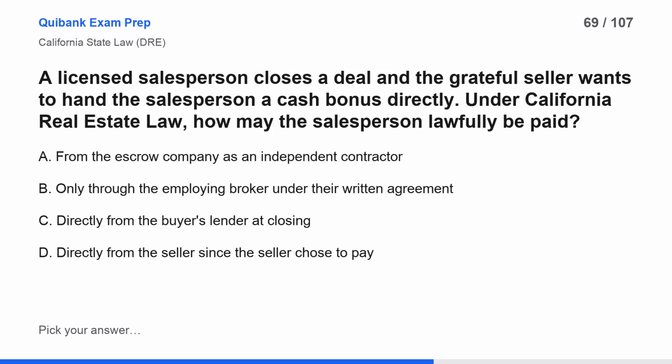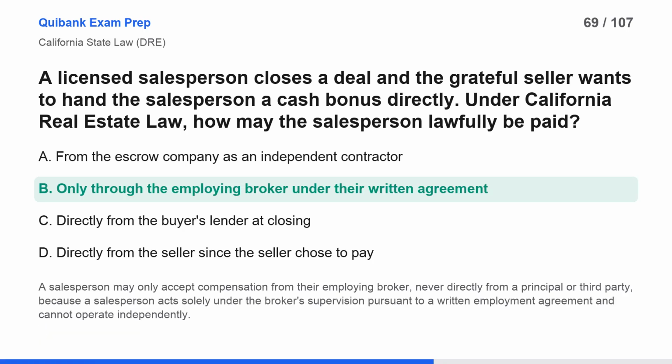Question 69. A licensed salesperson closes a deal and the grateful seller wants to hand the salesperson a cash bonus directly. Under California real estate law, how may the salesperson lawfully be paid? A. From the escrow company as an independent contractor. B. Only through the employing broker under their written agreement. C. Directly from the buyer's lender at closing. D. Directly from the seller since the seller chose to pay.